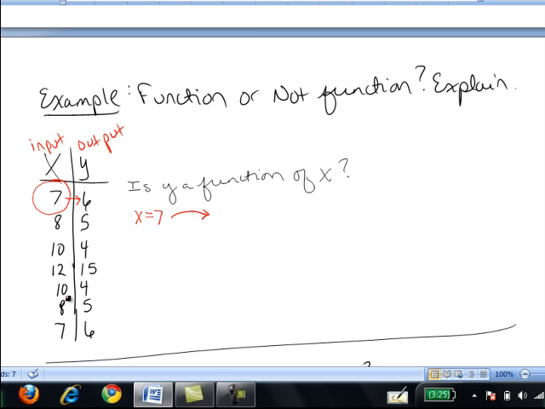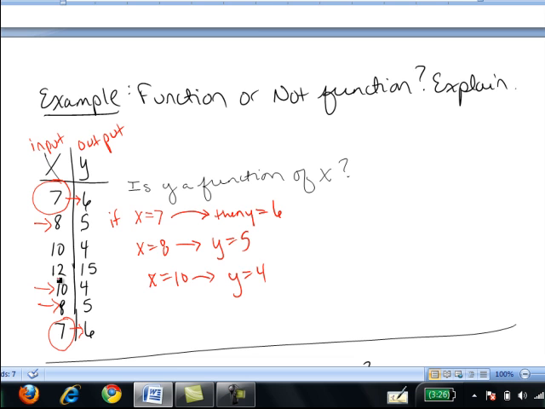And if you go down the table further, I see 7 occurs again. But again, it still maps to y equals 6. So if x equals 7, then y equals 6. Same thing occurs for every other x value. If x equals 8, then y equals 5. If x equals 10, then y equals 4. Let me see that again down here. And if x equals 12, there's only one y value it maps to, 15.